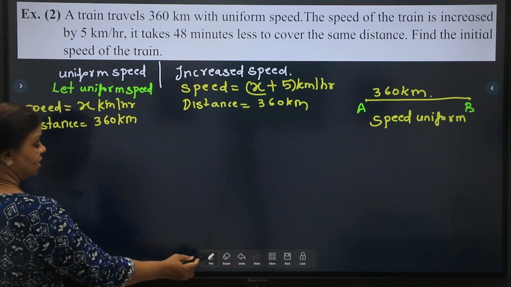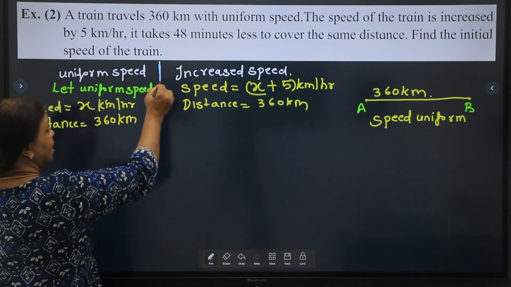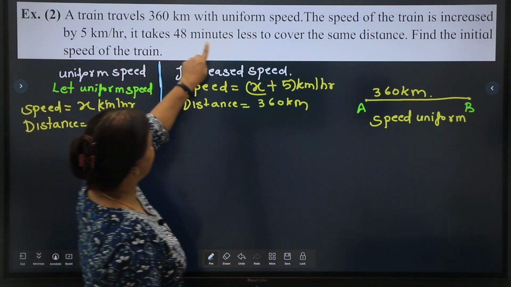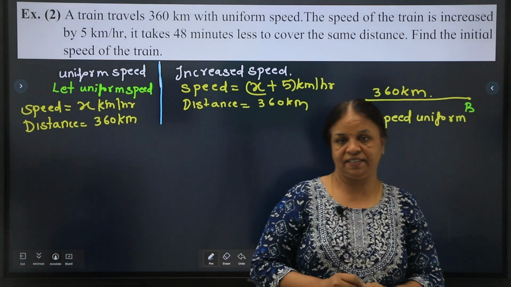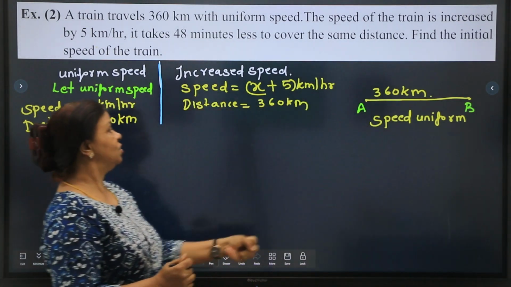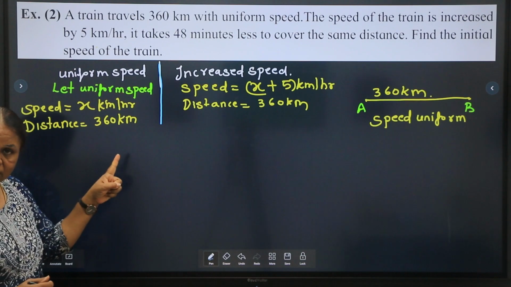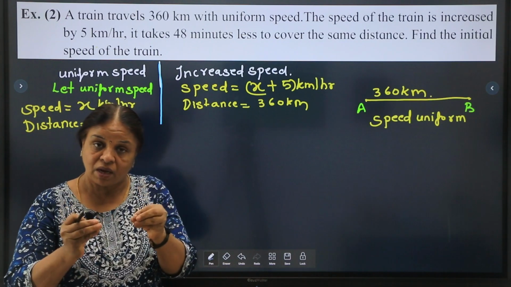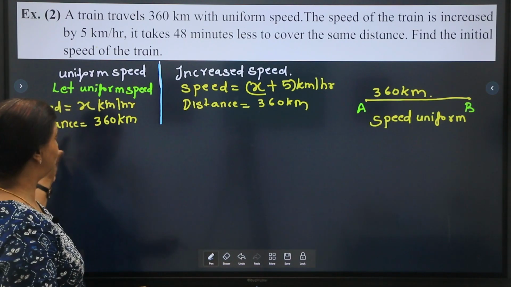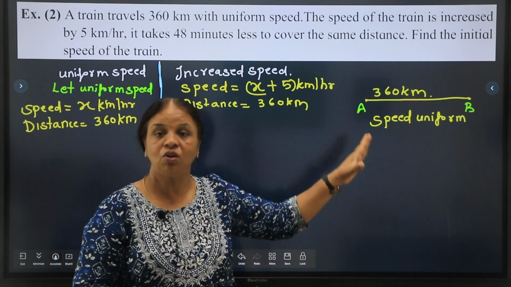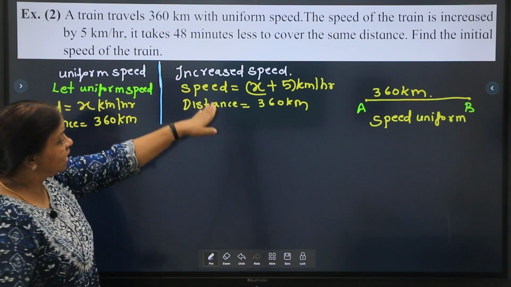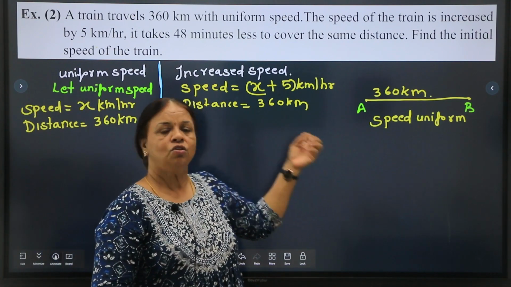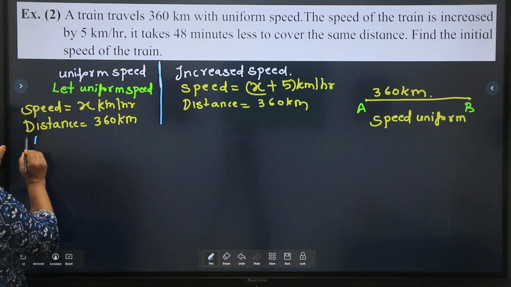Now, when the train speed is increased by 5 km per hour, then it takes 48 minutes less to cover the same distance. Means when the train is moving with x km per hour, a certain time it will take, which is not mentioned here. Some amount of time it is going to take to cover 360 km. But if the speed is increased, it will take less time because the speed is increased by 5 km per hour.